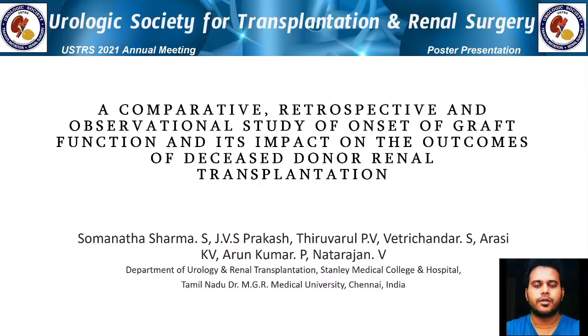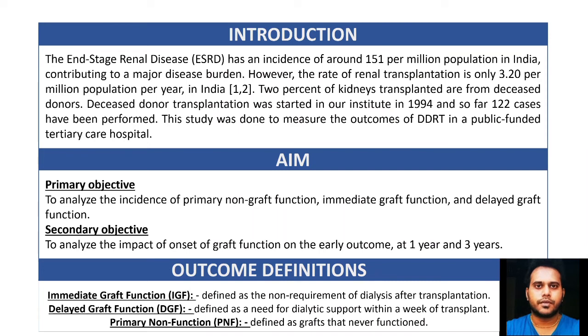A very good afternoon. I'm here to present a poster on deceased donor renal transplantation. To begin with, the incidence of ESRD in India is about 151 per million population. However, the rate of renal transplantation is about 3.2 per million population, of which DDRT is only about 2%.